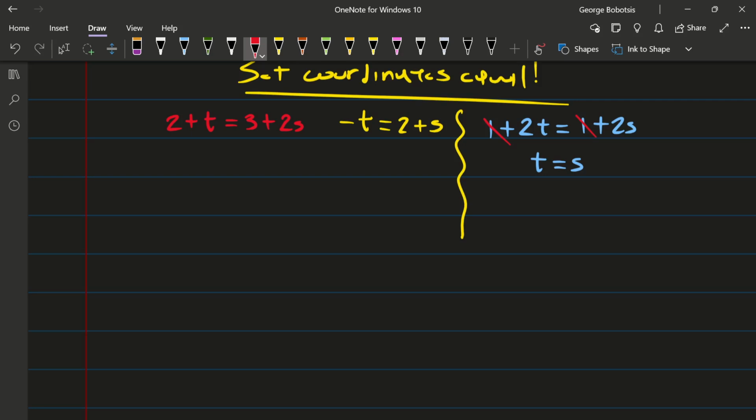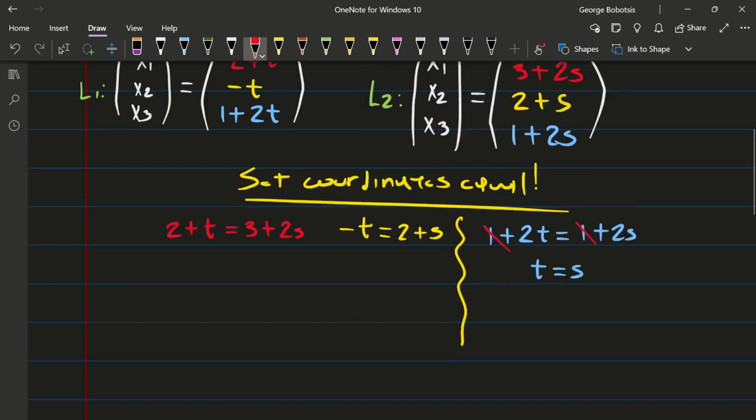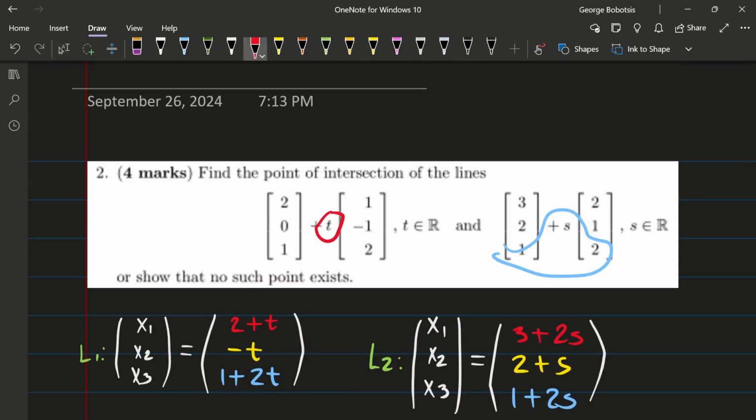And once I find what t or s are, if I find what t is, for example, I'll plug it here, do this addition, and I'll get the point of intersection. If I find what s is, I would plug it in here, do the addition, get the same point of intersection. It doesn't matter which one you do. Again, people get confused by this because of this freedom. It doesn't matter which one you find.